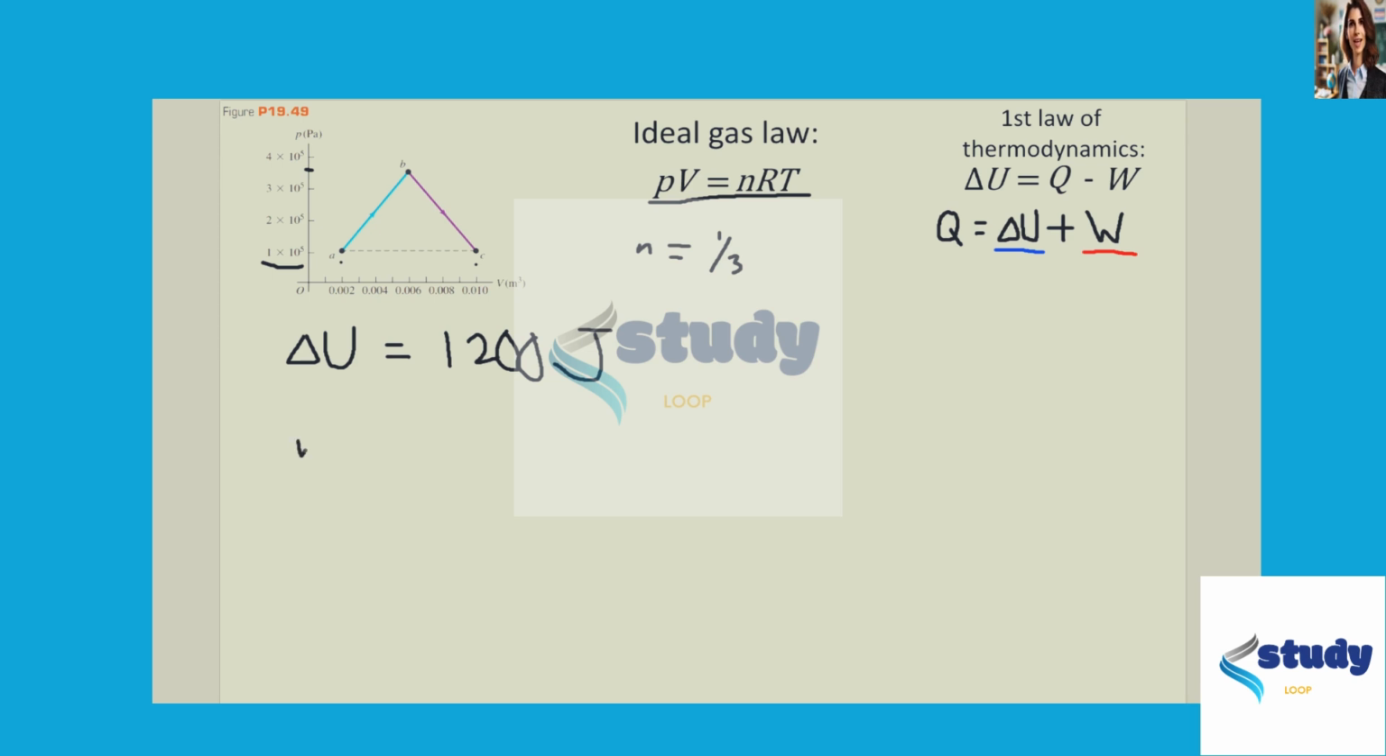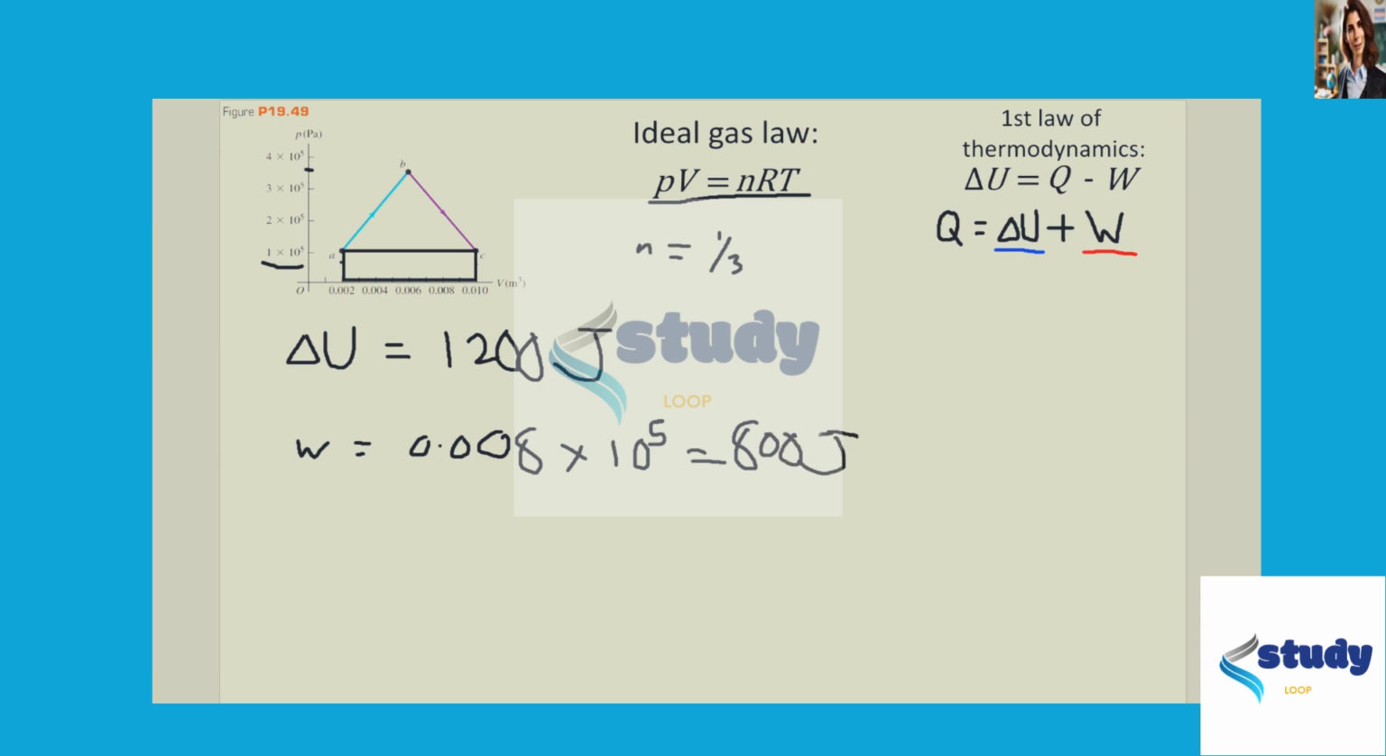So the work done, again, is the area under the curve. So it will just simply be the area under this dotted line, which will be the area of this rectangle. So that will be given by the length times the height. So the length is 0.008 meters cubed times the height, which is 10 to the 5 pascals. And that comes out as 800 joules.